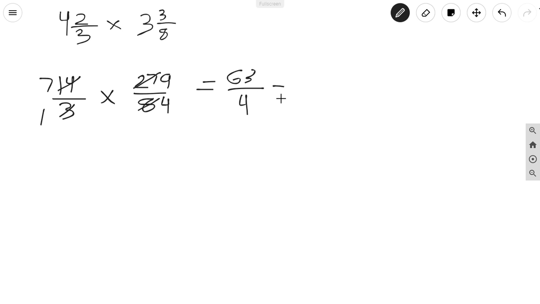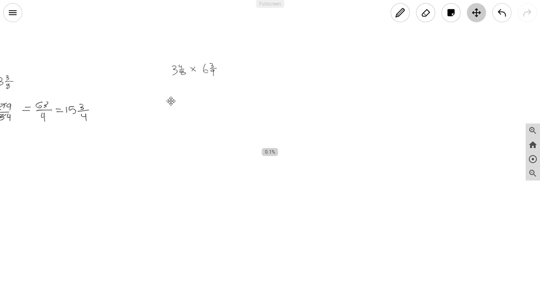Now you're done here, or you can convert into a mixed number. Okay. In order to do that, how many times does 4 fit into 63? I know 4 times 15 gives me 60, right? So 15 times 4 gives me 60. Then I have a remainder of 3. And then my denominator remains unchanged. Alright, let's try one more example.